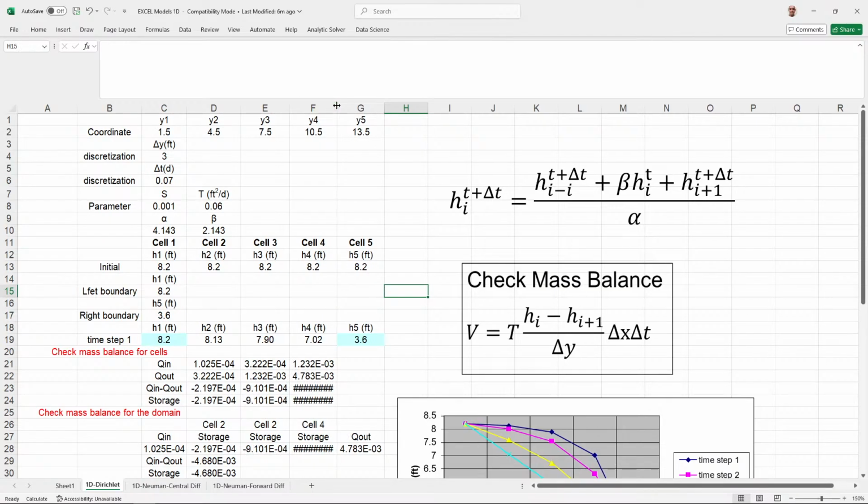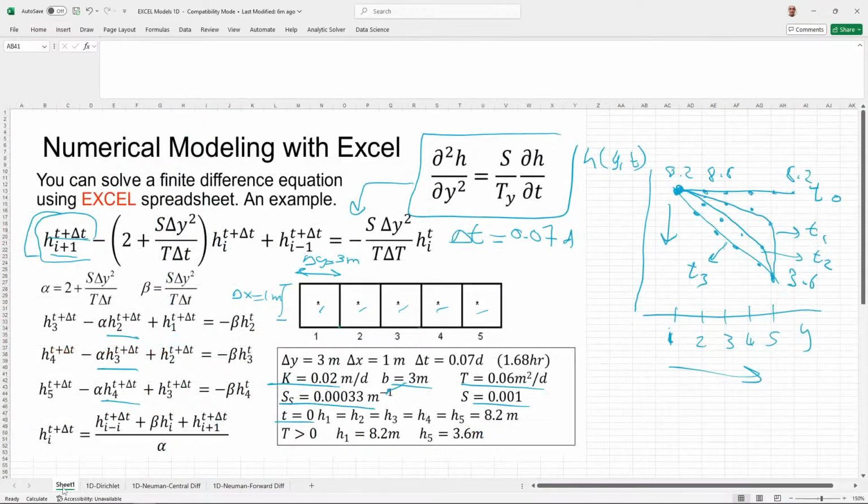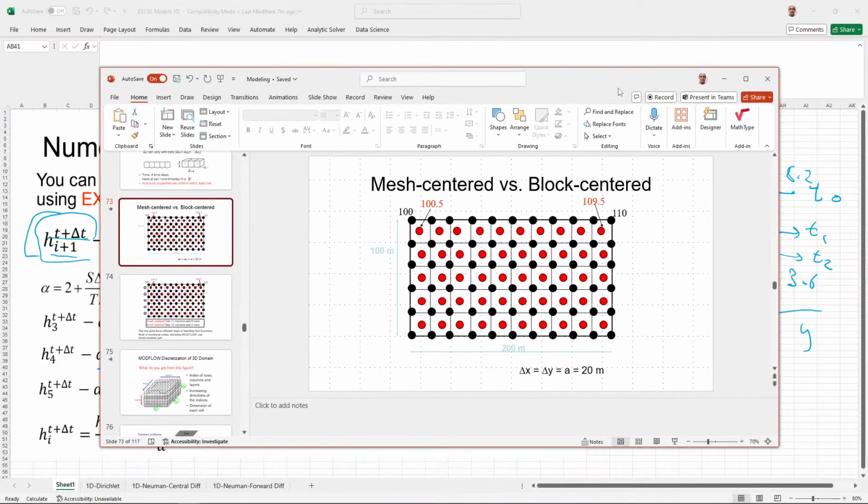Let's look at this one here. This is my coordinate 1.5, 4.5, and you know why this is, because remember we have the central difference. Let me show you. Not the central difference, mesh centered and block centered. Do you remember something like this? So the mesh centered and block centered.